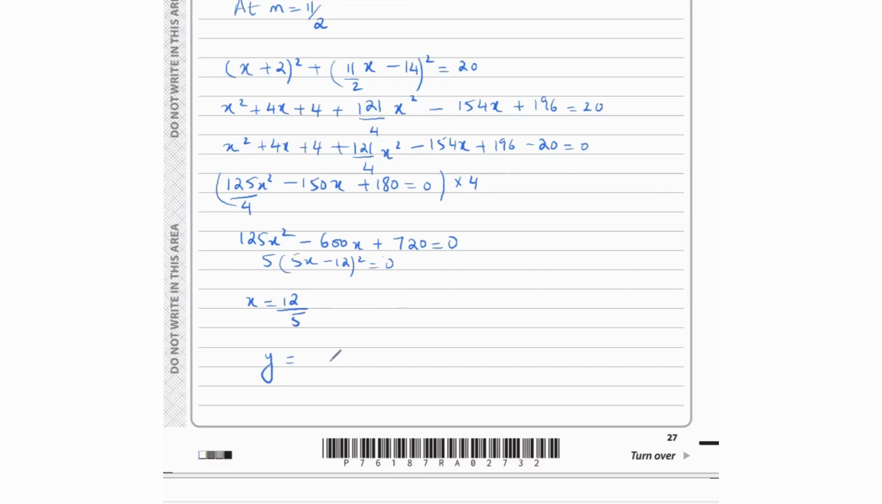So y equals mx plus 1. So y equals 11 over 2 times 12 over 5 plus 1, which gives us a value of 132 over 10 plus 1, and that's going to be 142 over 10, which we can simplify to 71 over 5. That is your y value.